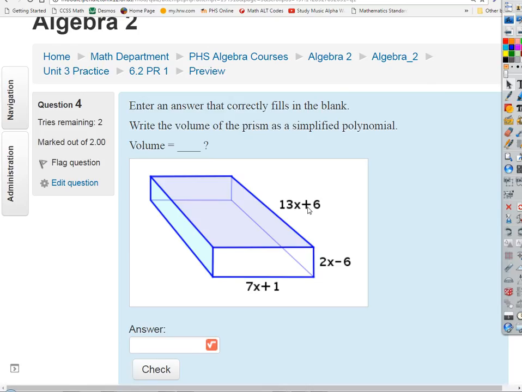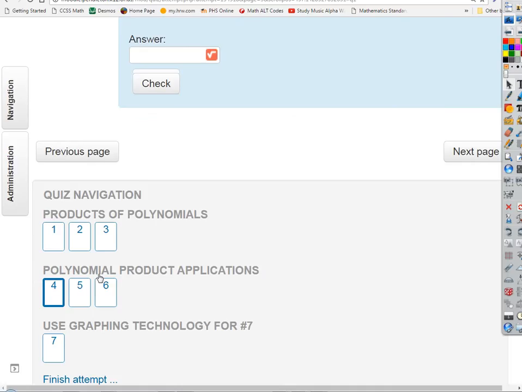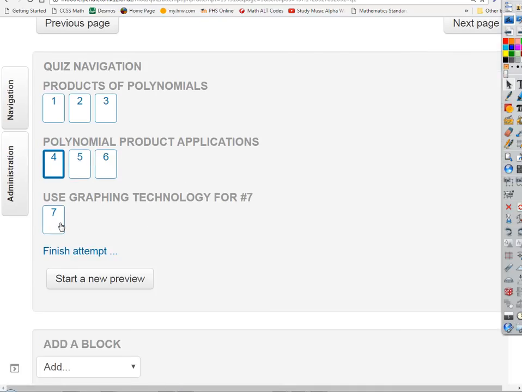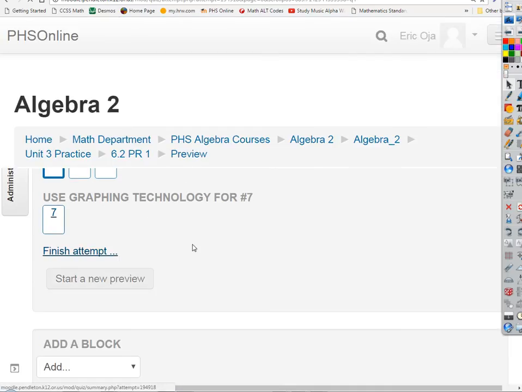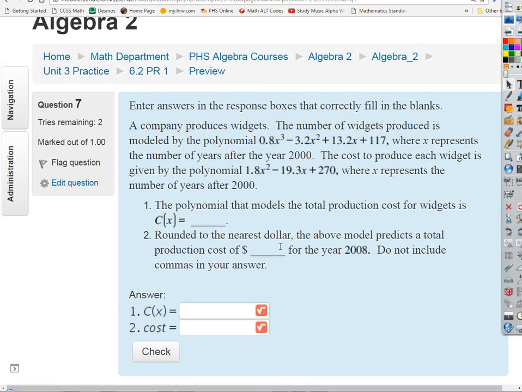What about something like this? This one says we can use graphing technology. Okay, what about that? This looks like there's a lot to do there, but it's not that big a deal. Yes, question? Will you just combine both of those polynomials together? We're going to, yeah. So if we read through this one, it says a company produces widgets. The number of widgets produced is modeled by the polynomial, this guy right here. So this is telling us the number of widgets where x represents the number of years after the year 2000.